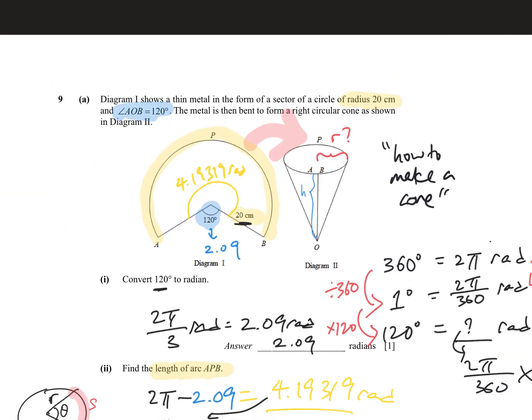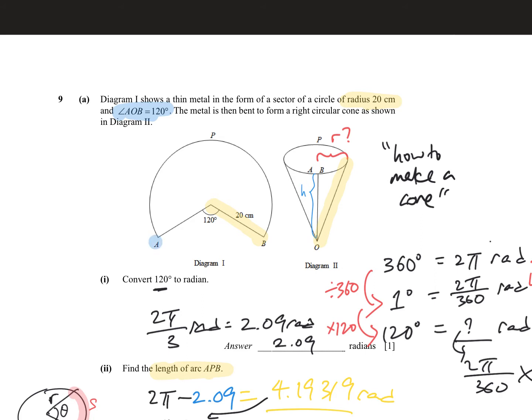Okay, let's try to study it a bit more. Let me erase the writings from the previous part so that I can illustrate some things more clearly. From diagram 1 to diagram 2, how are the sides related? Let me just show you. This 20 cm is actually the slant height.